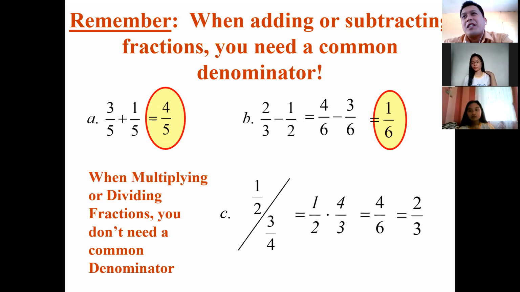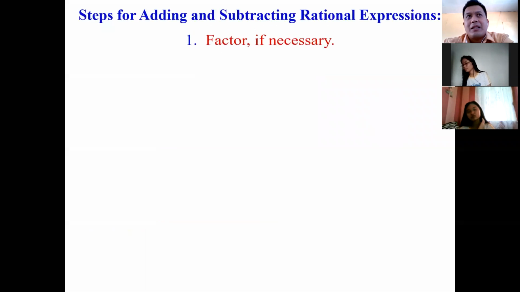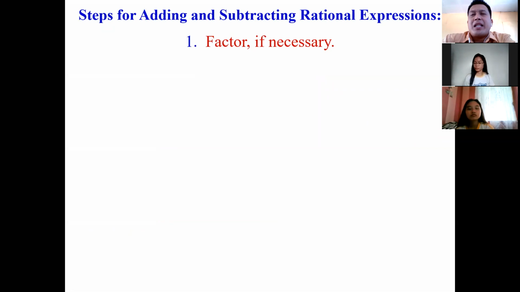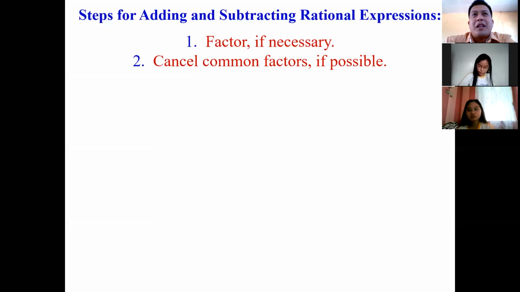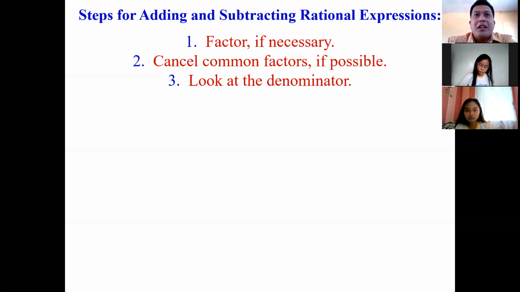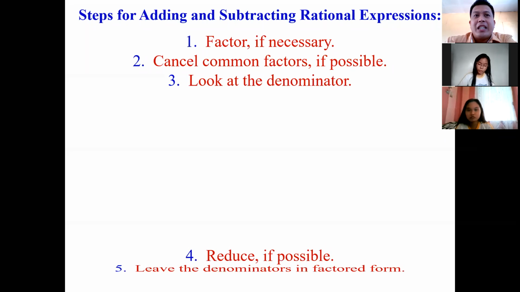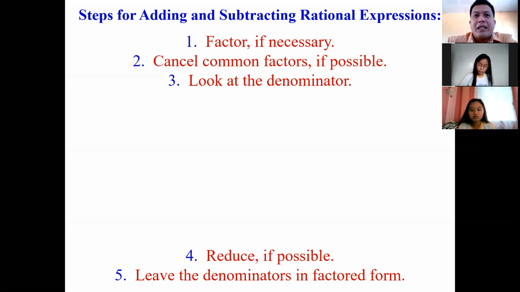But if these fractions involve a fraction of a polynomial, then what will we do? So here are the steps in adding and subtracting rational expressions. If you can factor, factor. If you can cancel the common factors, applying multiplication of rational expressions, then cancel these factors. Then look at the denominator, get the LCD of your denominators, if possible, reduce it, and then perform the indicated operation. My steps a while ago are just these ones capsulated into two. Find the LCD, then perform the indicated operation.